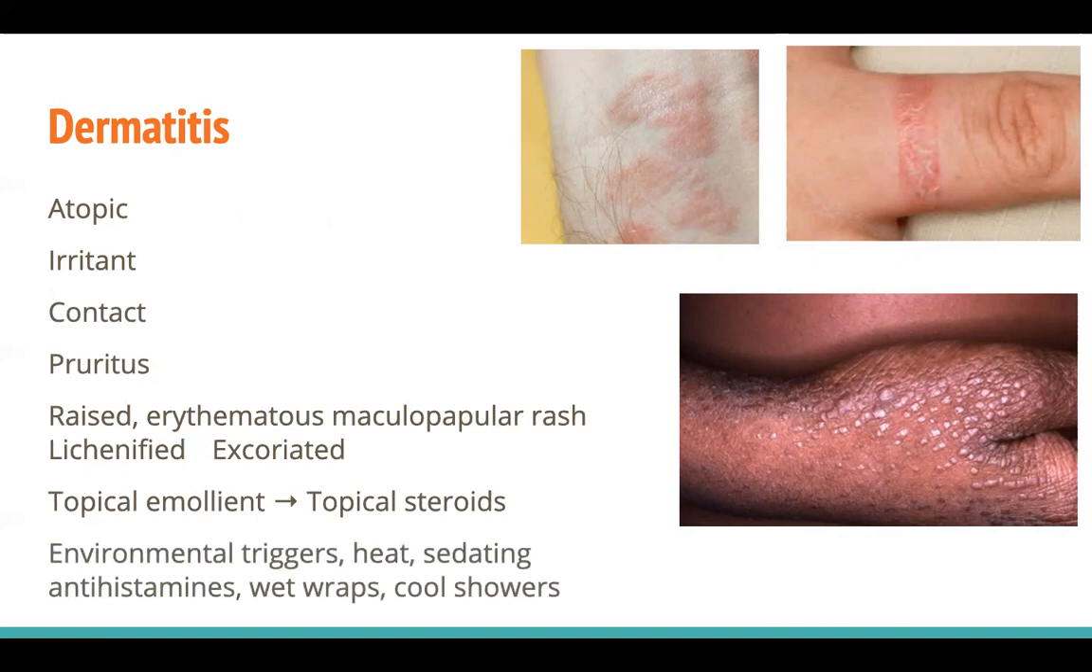Working out what the environmental triggers are, particularly reducing heat, whether that's from the radiators or just making sure that patients keep themselves cool in hot weather. Sweating often triggers dermatitis. Use of sedating antihistamines at nighttime, like Piriton, chlorphenamine. Use of wet wraps and cool showers to keep the skin calm.